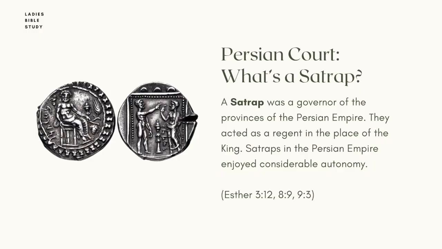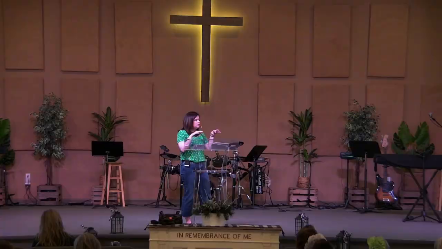Another word we're going to come across as we go through is satrap. So what the heck is a satrap? Well, a satrap was a governor or regent of a province in the Persian Empire. They acted in the place of the king in the far-flung places of this empire. Remember, we said it's 2.1 million square miles. So the satraps kind of rule in the king's place all over the empire.